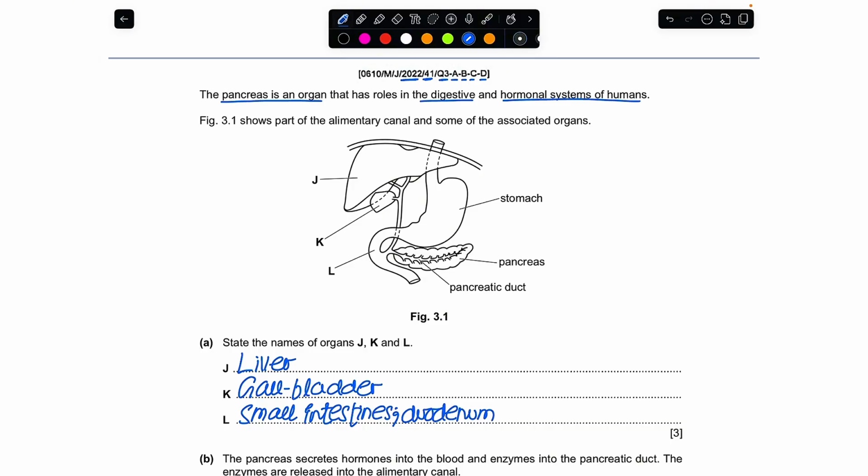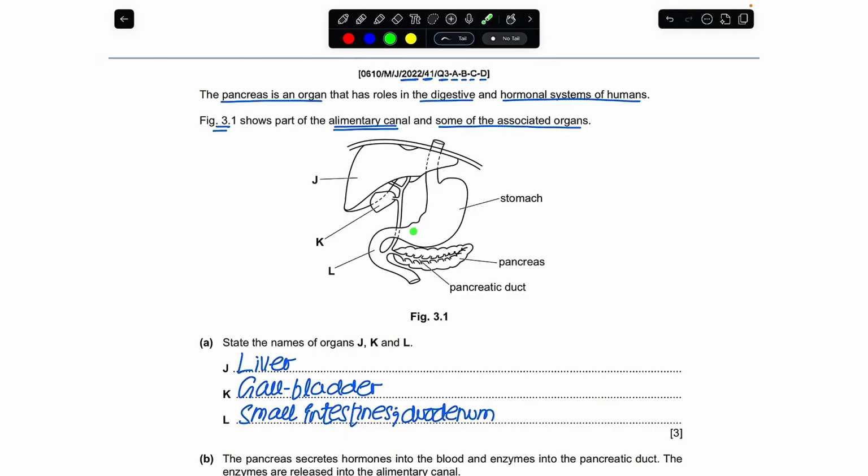They show us this figure 3.1, and this shows us a part of the alimentary canal and some of the organs that are associated with it. So if I were to just simply highlight them, this part here is the diaphragm, this is the esophagus, this that we have here is the stomach. This J that we have got is the liver, and this K which is attached to the liver is the gallbladder. And if we talk about this part, this is the pancreas.